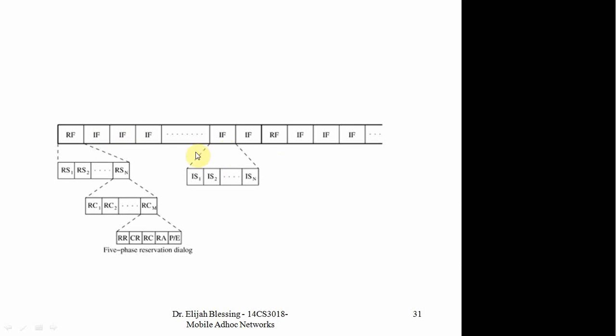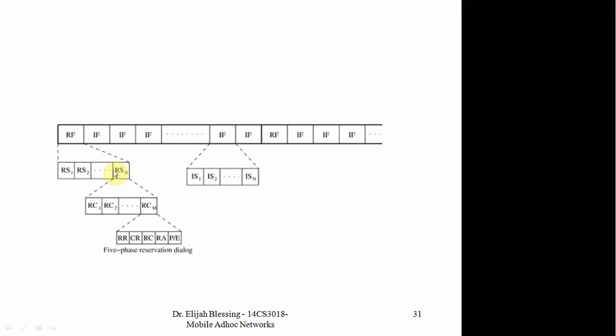Alright, so that's how it is partitioned based on the time division multiple access mode. If you look at RF, it is divided into slots. How many slots? Here it has been divided into n slots, so you have RS1, RS2 and so on up to RSn slots. And then the information frame is also divided into slots, which says that you are trying to send particular information during this slot. So it says IS1, IS2 up to ISn slots. So you have n slots for reservation, n slots for information.